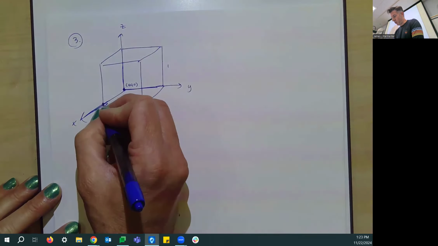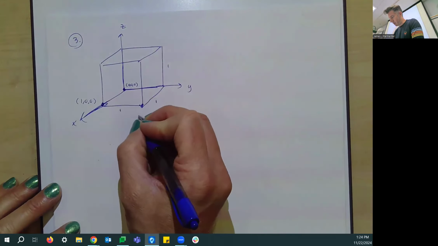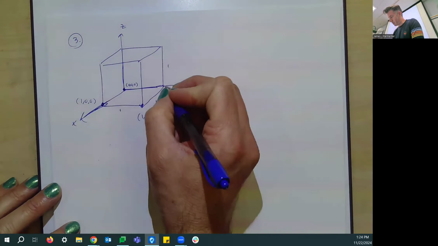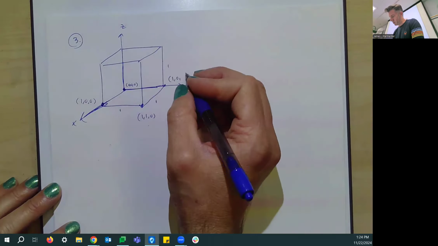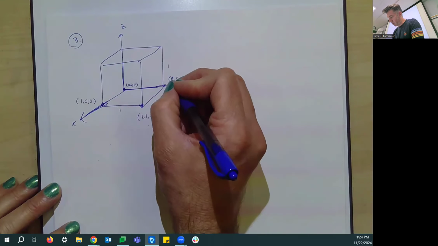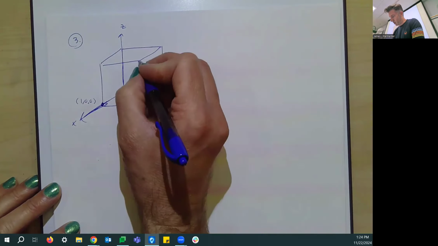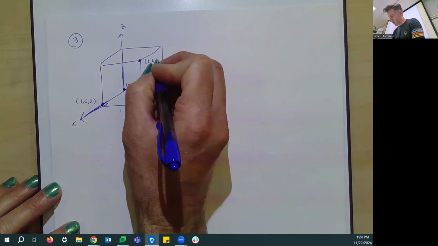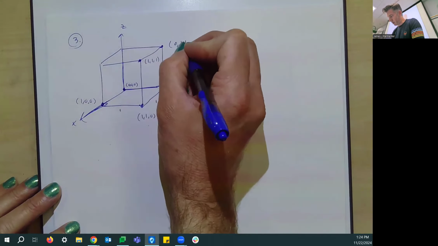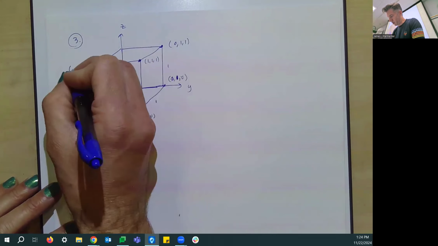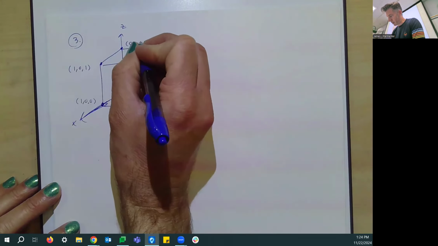Meaning this point is the point 1, 0, 0. This point here is 1, 1, 0. This point here is, not 1, 0, 1, sorry, 0, 1, 0. Apologies. And this point up here is 1, 1, 1. You could label other stuff too. This is 0, 1, 1. This is 1, 0, 1. This is 0, 0, 1.